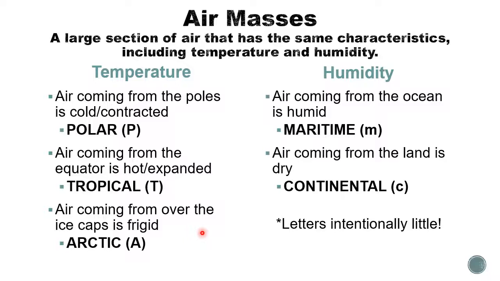Air coming from over any ice caps is very cold, so we call it Arctic, and we use a big A. When we look at the humidity, it can either be very humid or it can be very dry. Air coming from over the ocean is humid, so that's maritime. Okay, that stands for oceans, and we use a little m for that. Air coming from the land is dry, so we use continental for that, and we use a little c for that.